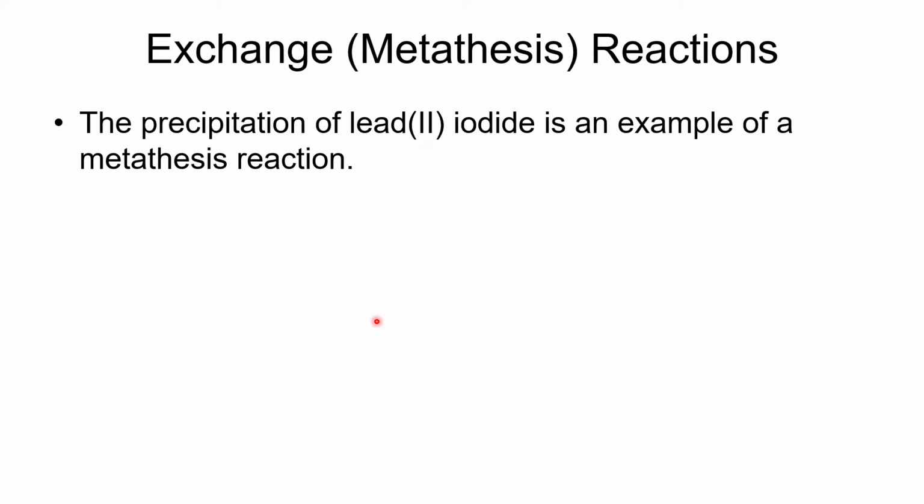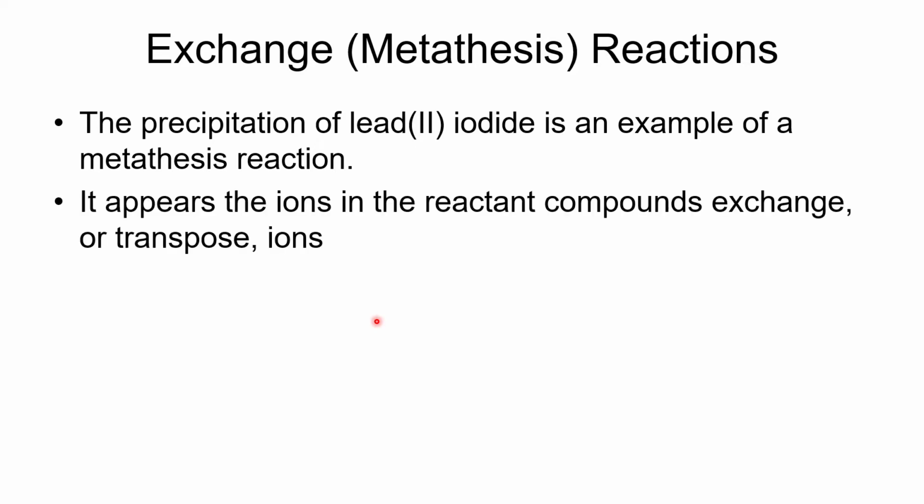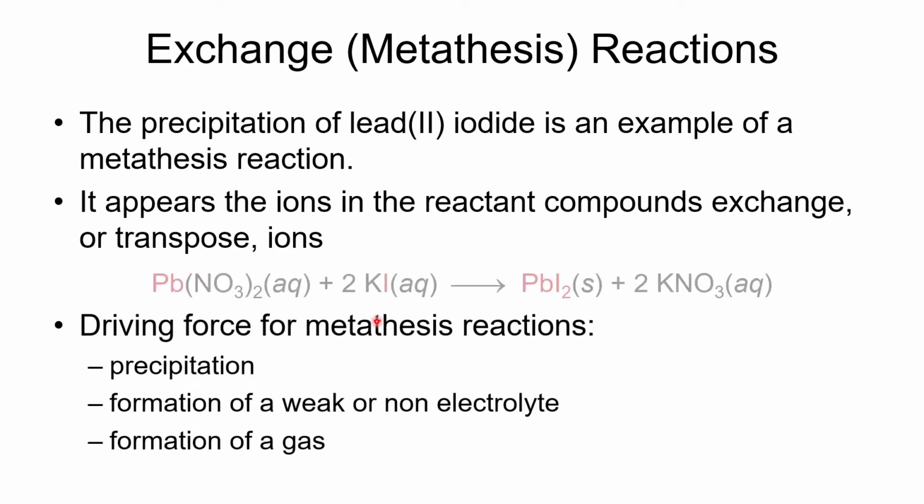So the precipitation of lead iodide is an example of a metathesis reaction. This is the reaction I showed you a few minutes ago where we had the yellow solid that formed in the beaker. All right. And what appears to happen here is that the cation of one compound ends up with the anion of the other compound. So lead ion ends up with the iodide ion in the other compound, and we form a solid. And so since the cation and anion switch partners, that's why we call it an exchange reaction or metathesis reaction.